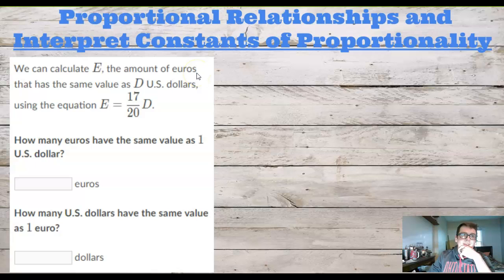Yeah, this is where this starts to get real interesting. Please write down this equation, E equals 17 over 20 times D. This was the exchange rate. I'm not sure that this is the exchange rate now. It's probably a little outdated.